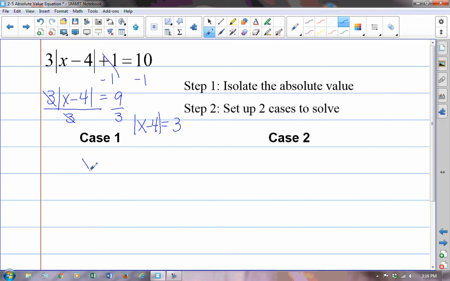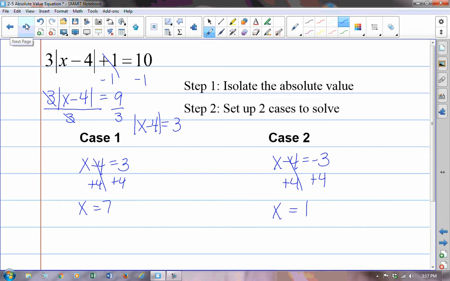Now we have our cases. X minus 4 is equal to 3. X minus 4 is equal to negative 3. Add 4. X is equal to 7. Add 4. X is equal to 1. And that is solving absolute value equations when the absolute value bars are not isolated.